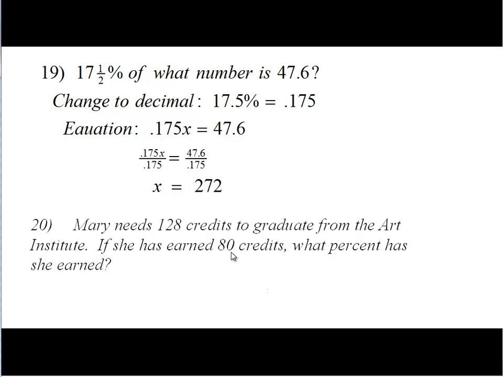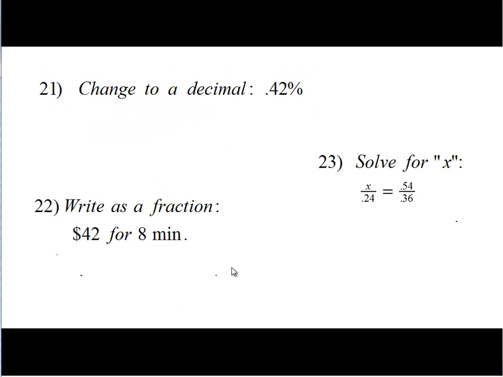All right, number 20, Mary needs 128 credits to graduate from the Art Institute. She has earned 80. What percent has she earned? So she's earned 80 out of 128. Type that in your calculator. 80 divided by 128, 0.625. Move it 2 decimal places, and it's 62.5%.